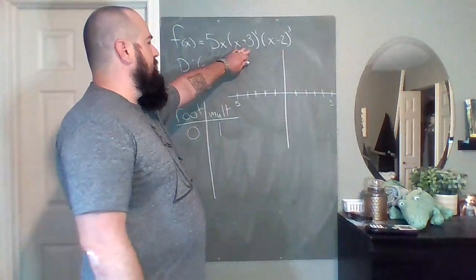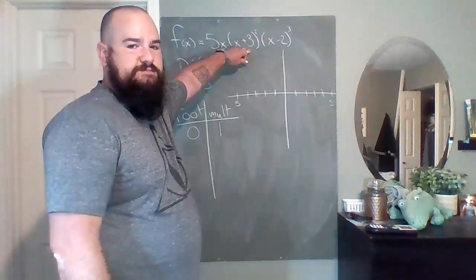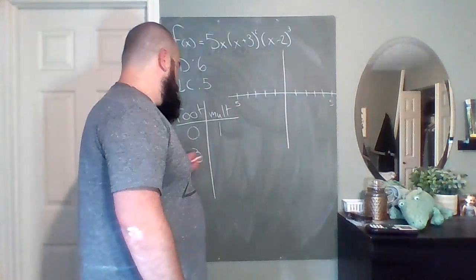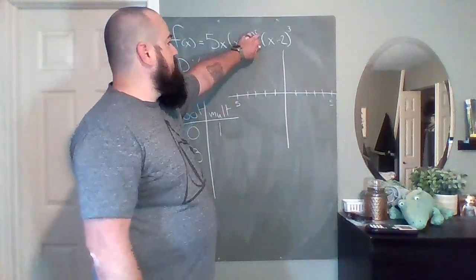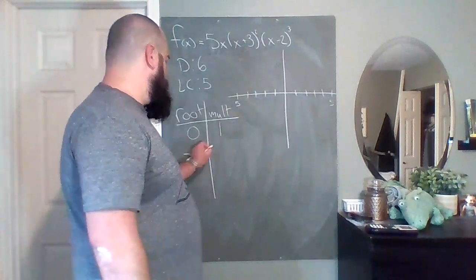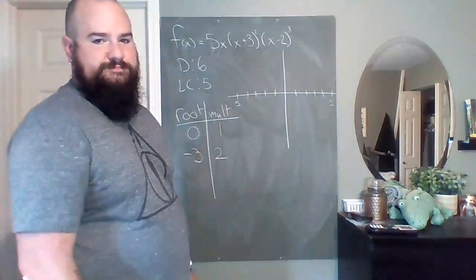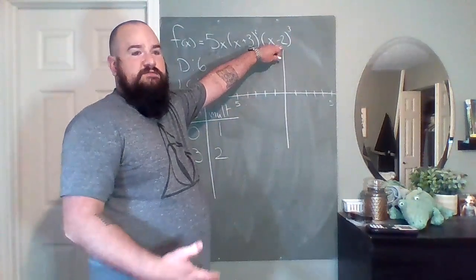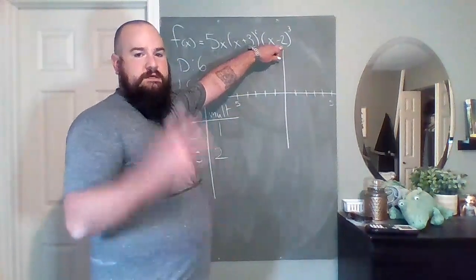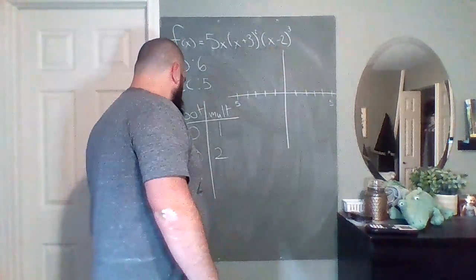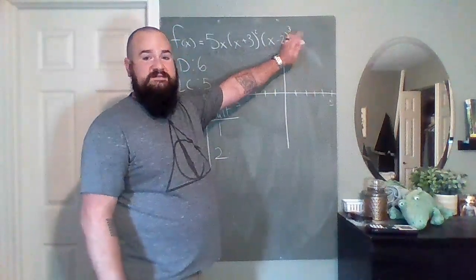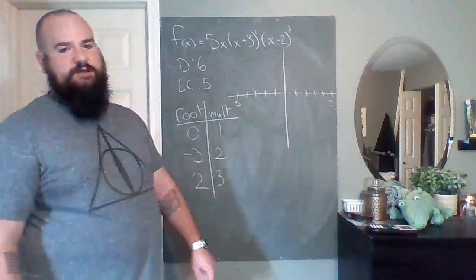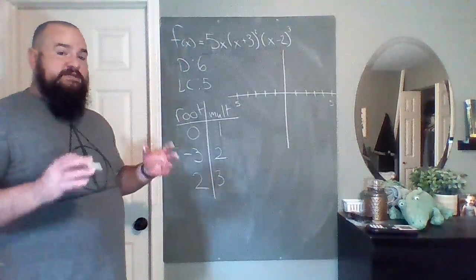Our next factor, x plus 3. What value of x will make x plus 3 equal 0? That's right, negative 3. And that factor is squared. So that means our root at negative 3 has a multiplicity of 2. And lastly, we look at this last factor here, which is x minus 2 cubed. What value of x makes x minus 2 equal 0? Sorry, just a nice easy 2. And that factor is cubed, which means that occurs 3 times. So our root at 2 has a multiplicity of 3. We have everything we need to be able to sketch a graph.